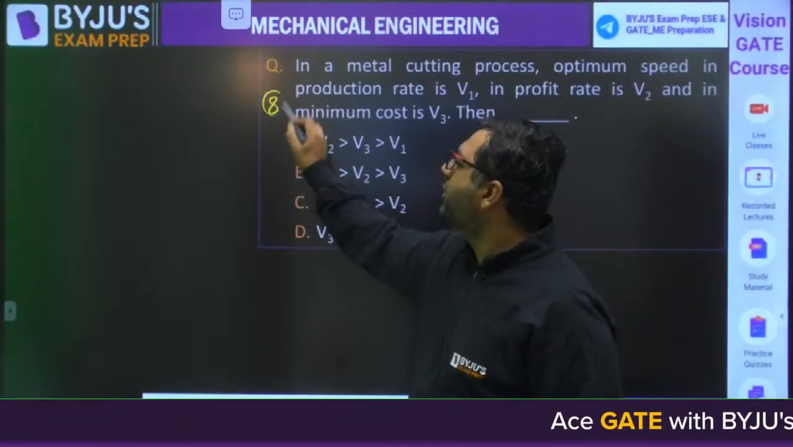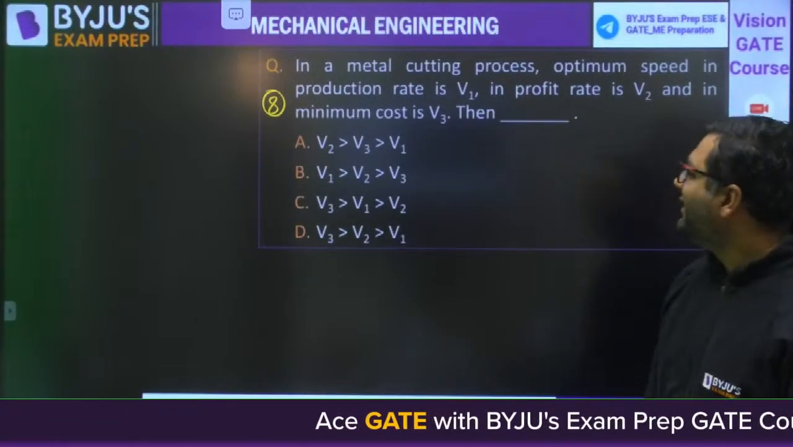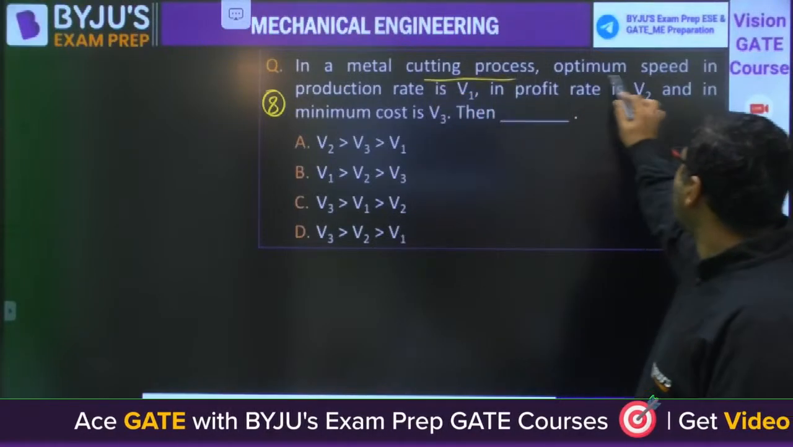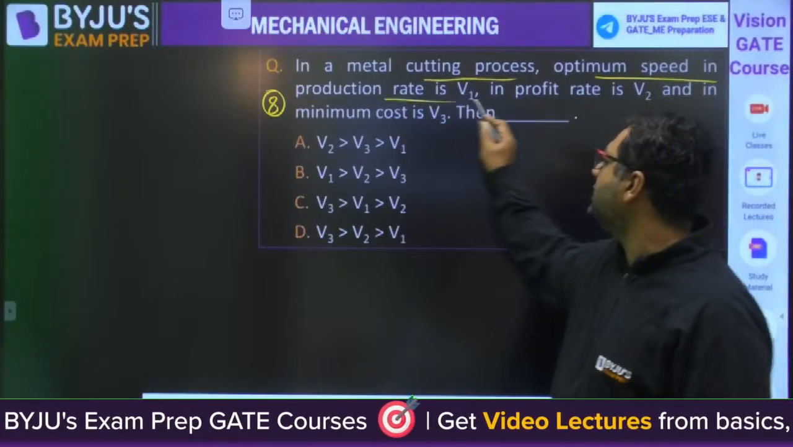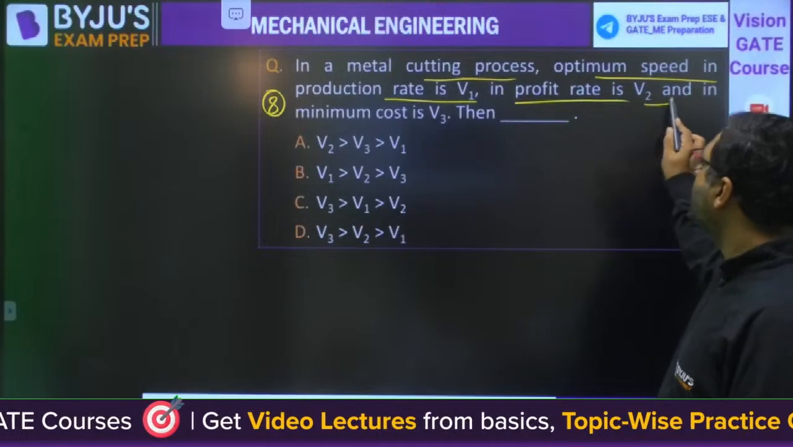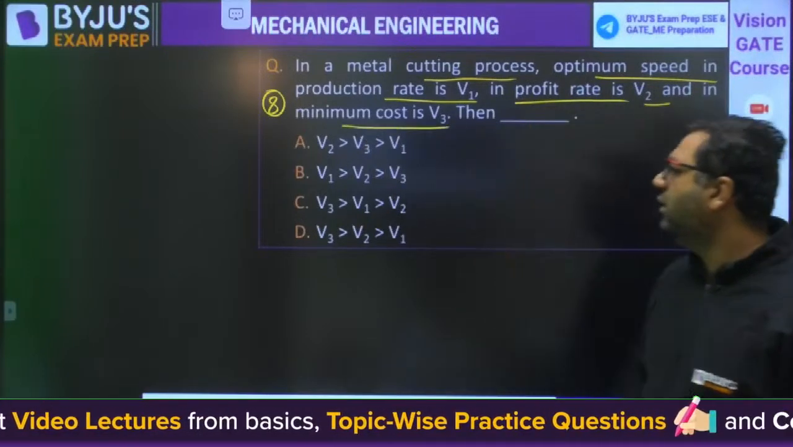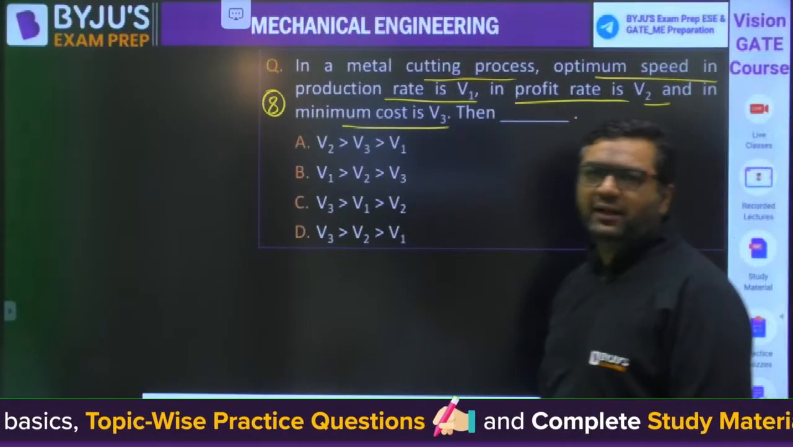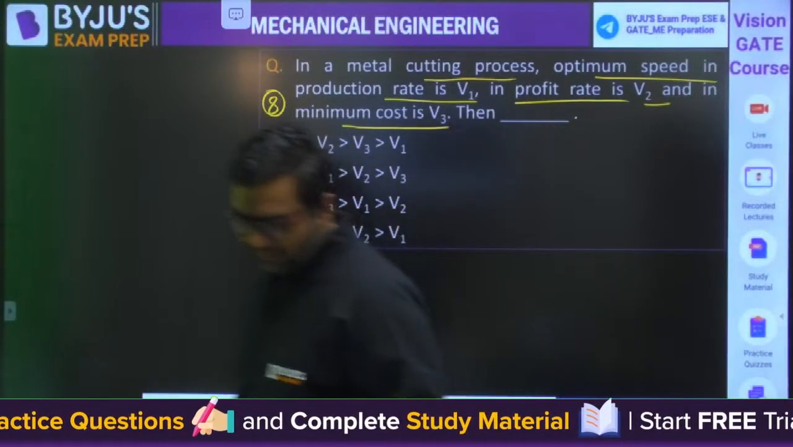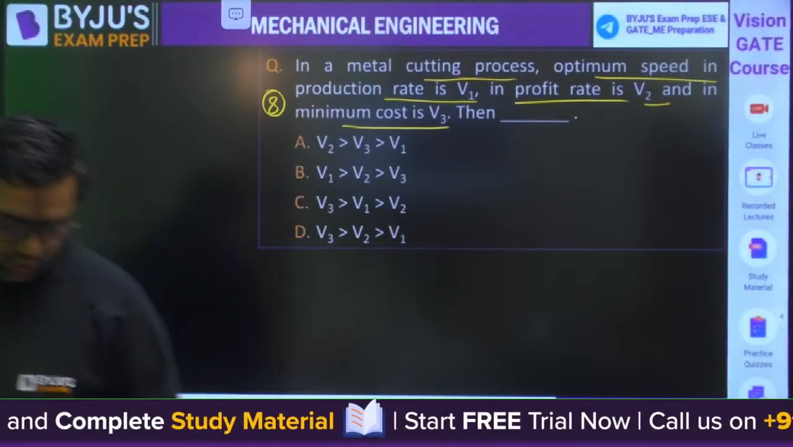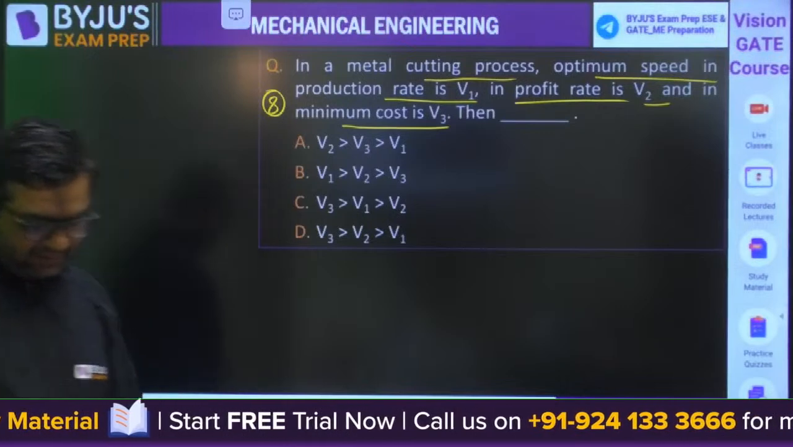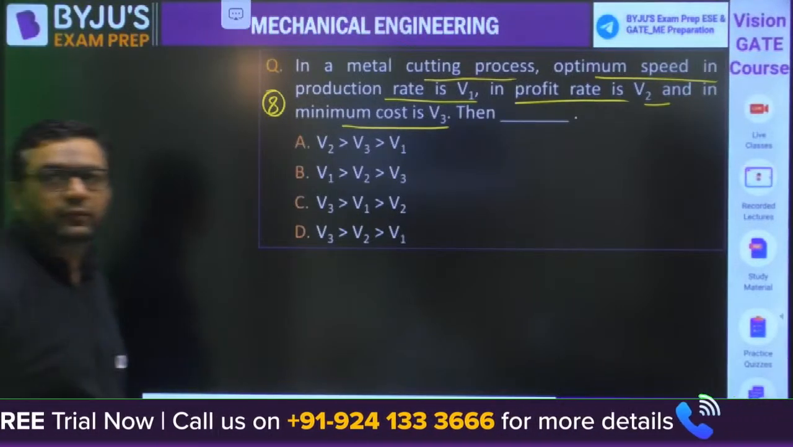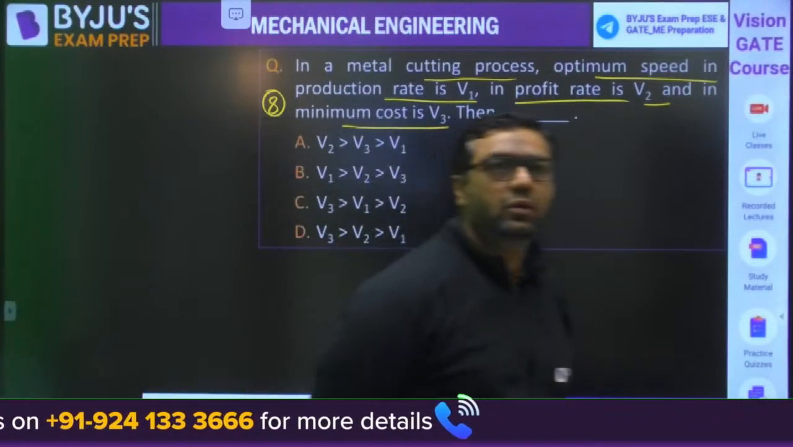Moving to question number 8. This is from economics of machining. They are saying in a metal cutting process, optimum speed in production rate is V1, profit rate is V2, and minimum cost is V3. So then what is going to be the correct one? Question number 8.